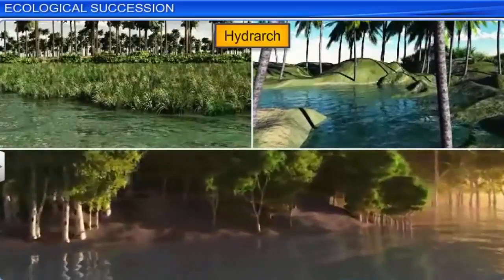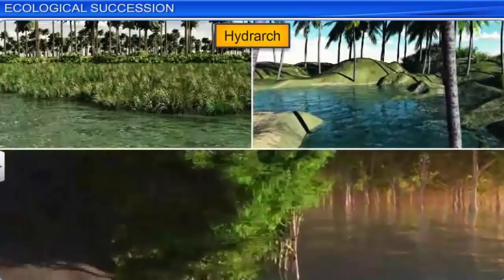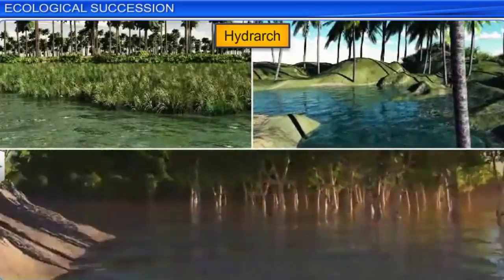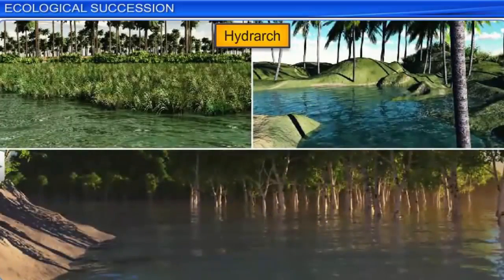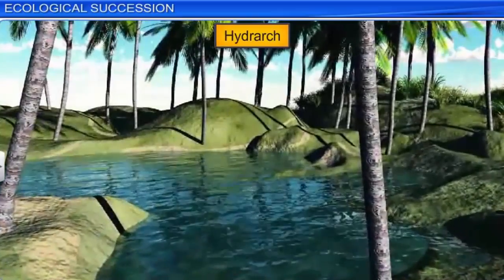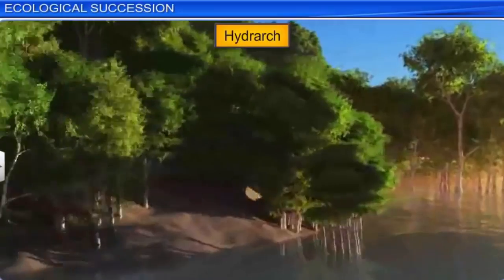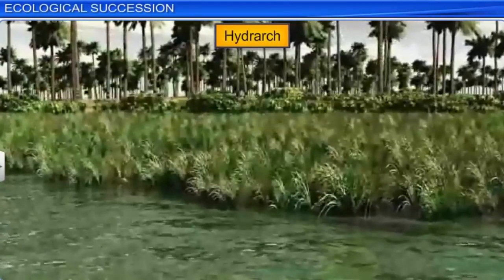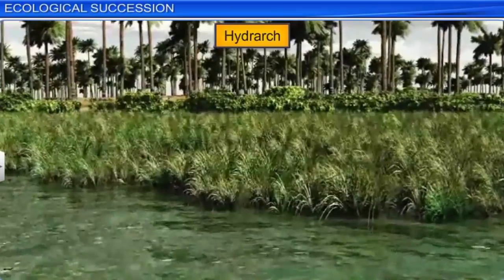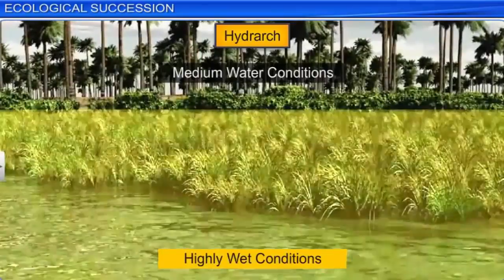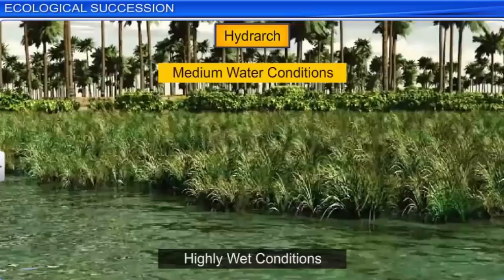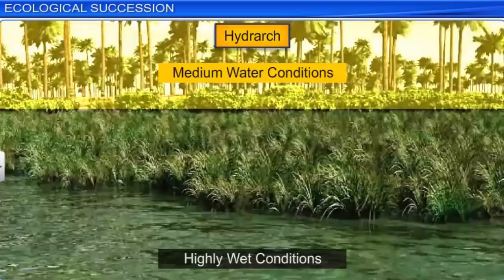When succession takes place in regions with plenty of water, such as swamps, ponds, or lakes, it is known as hydrarch. Here, the succession series progresses from hydric or highly wet conditions to mesic or medium water conditions.